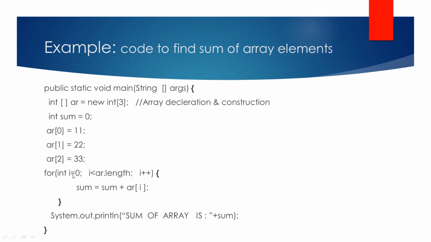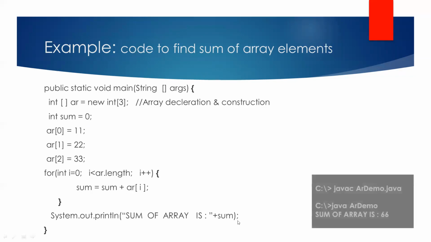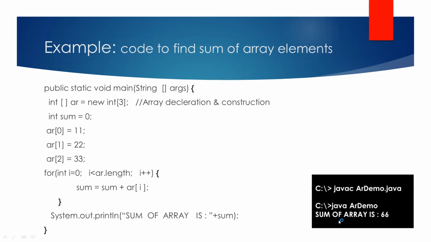Now we will iterate from 0 to the length and calculate sum is equal to sum plus AR i. So it will add every value to the previous sum, and after that you will get the sum of the array. When you execute this, you will get the answer: sum of the array is 66.